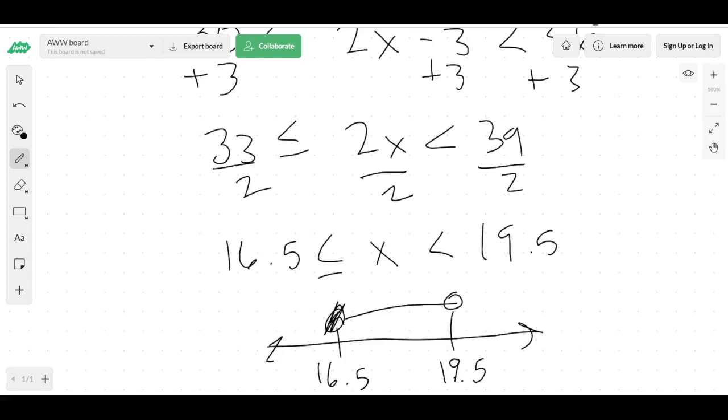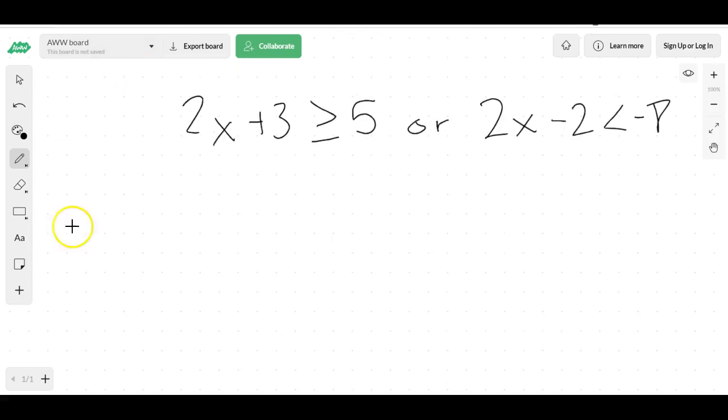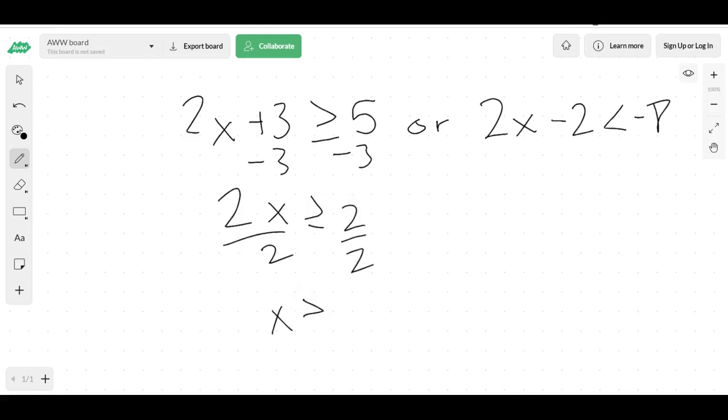Okay, let's try the next one. Okay, so when I'm solving this, I'm going to subtract 3 from both sides here. Get 2x is greater than or equal to 2. I'm going to divide by 2, and I'm going to get x is greater than or equal to 1. So that will be my one side.